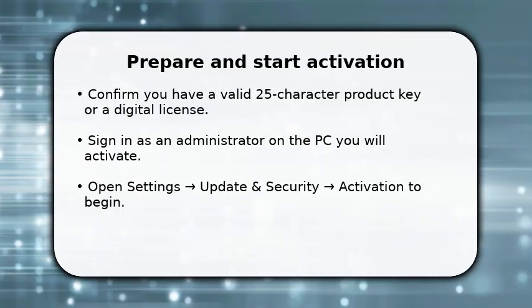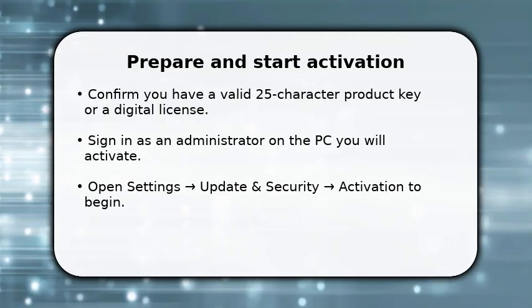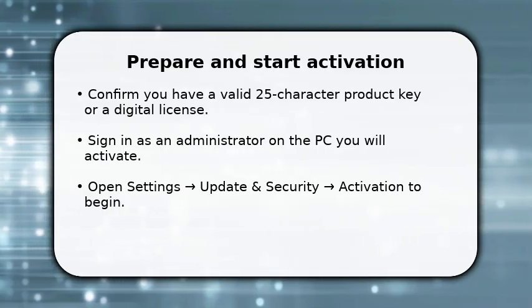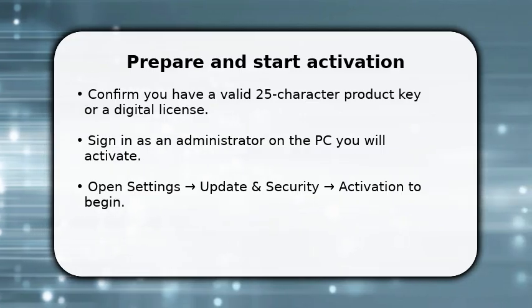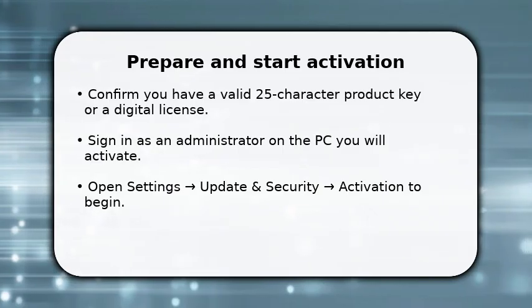You begin with the essentials. Make sure you have the 25-character product key or a digital license registered to your Microsoft account. This saves time later. Once signed in as an administrator, open Settings, go to Update and Security, then Activation. You're not setting anything optional yet, you're starting the actual activation flow now.